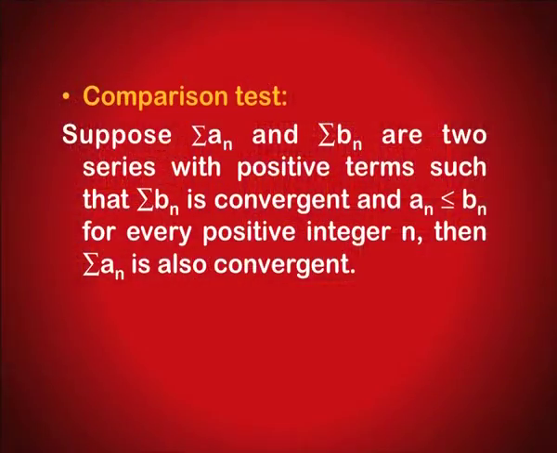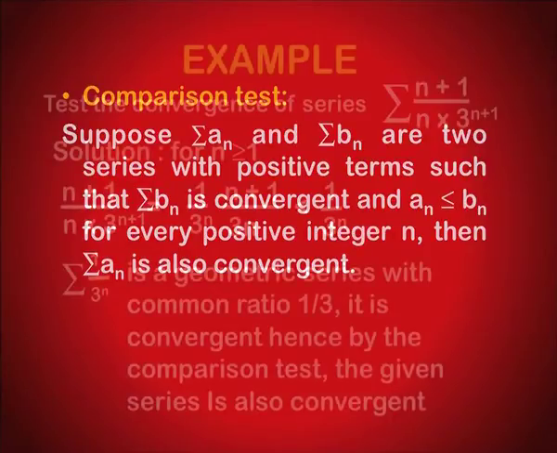First, comparison test. Suppose sigma an and sigma bn are two series with positive terms such that sigma bn is convergent and an is less than or equal to bn for every positive integer n. Then sigma an is also convergent.